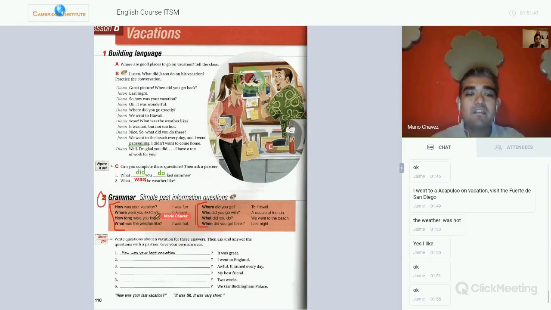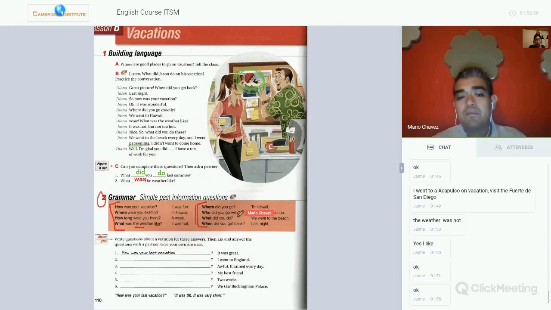Pregunta, auxiliar, persona, complemento. In this case, there's no other verb. Ya no hay otro verbo. How long were you there? What was the weather like? Aquí sí hay otro verbo. Mira. Pregunta, auxiliar, persona, verbo. Like. Okay. Then we got, where did you go?